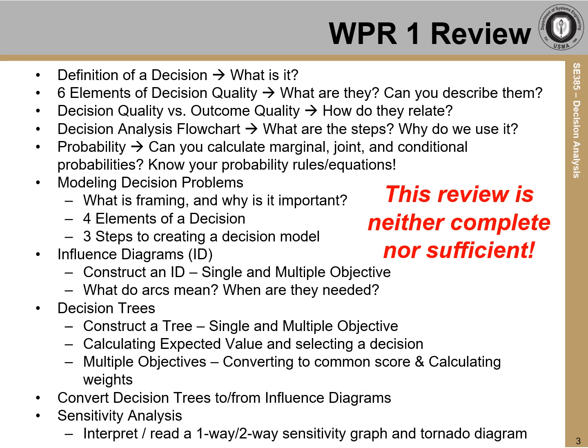So this slide goes through a very high-level overview of what you're expected to know. This basically comes from our lesson objectives from lessons 1 through 14. So things like, what is a decision? 6 elements of decision quality, quality versus outcome quality, decision analysis flowchart, probabilities, modeling decision problems, influence diagrams, everybody's favorite, decision trees, and converting decision trees to and from influence diagrams, along with sensitivity analyses.